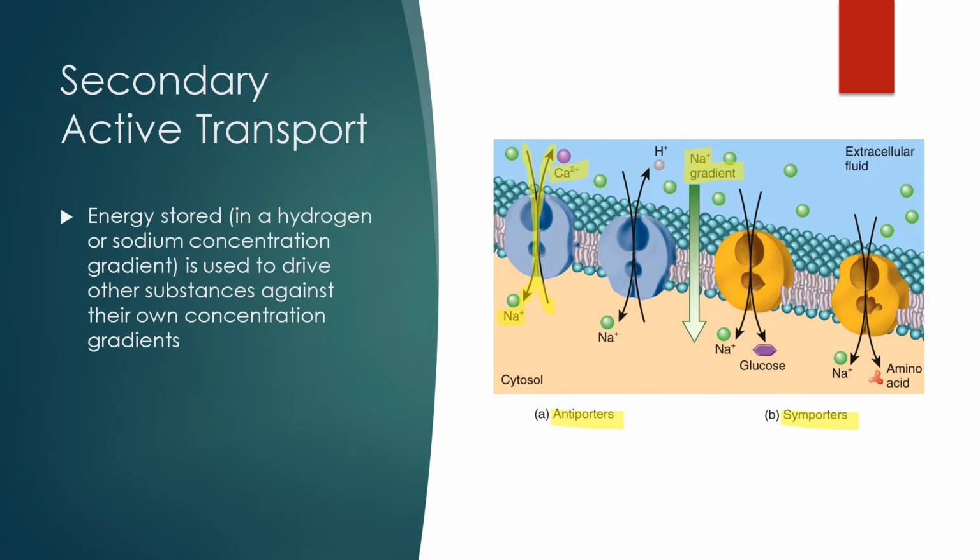Symporters, on the other hand, are proteins that move the substances in the same direction. Again, we have sodium coming down its electrochemical gradient from the extracellular fluid to the cytosol. And we have glucose in this case moving in the same direction, but glucose is moving against its concentration gradient.